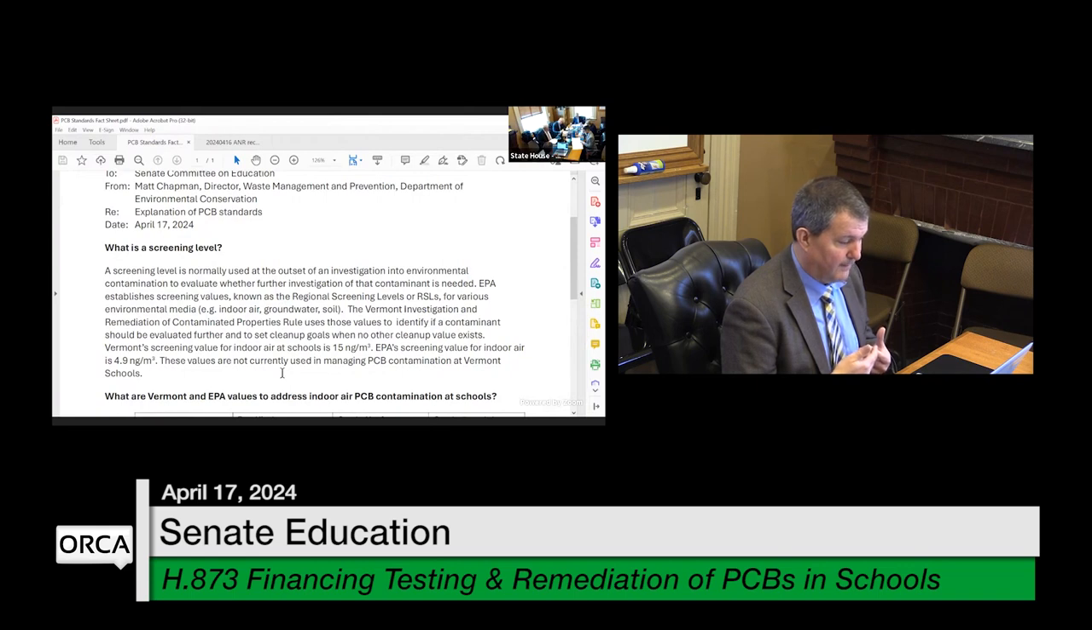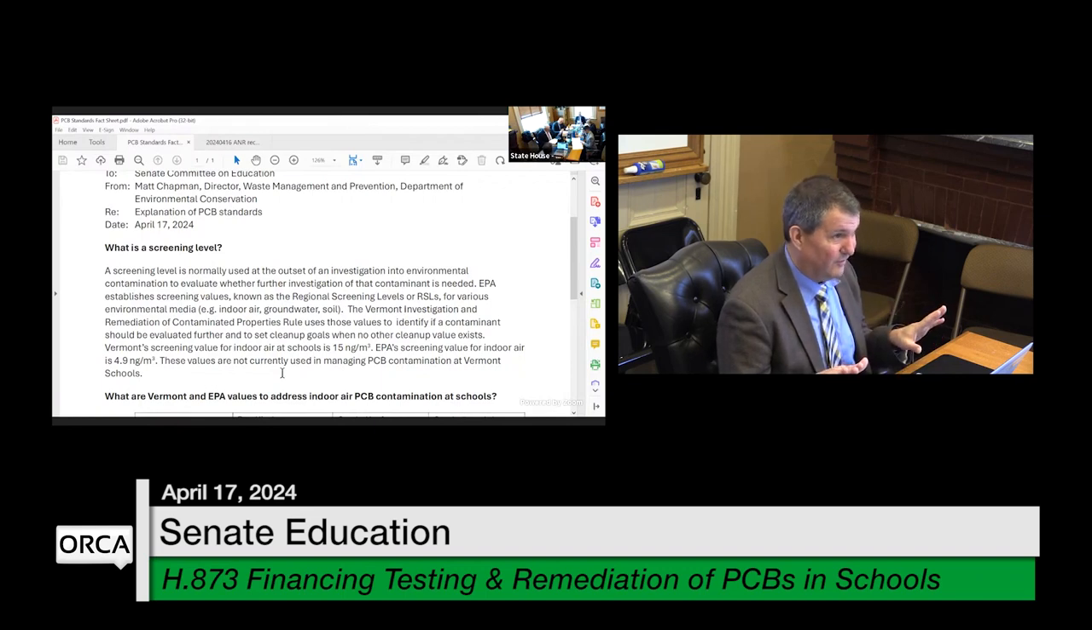For PCB indoor air values, Vermont's screening value is 15 nanograms per meter cubed, and EPA's residential screening value, which is what we would use in the context of a school, is 4.9 nanograms per meter cubed. It's important to know neither of these values is currently used at schools. Before there were school action levels, these did come into play somewhat. They are no longer used.